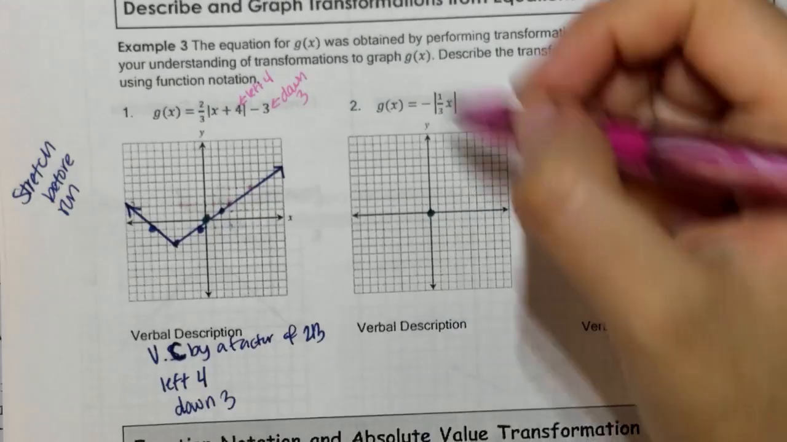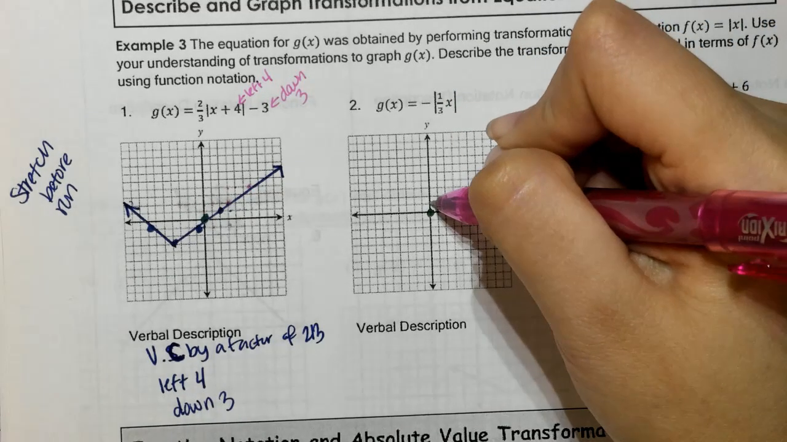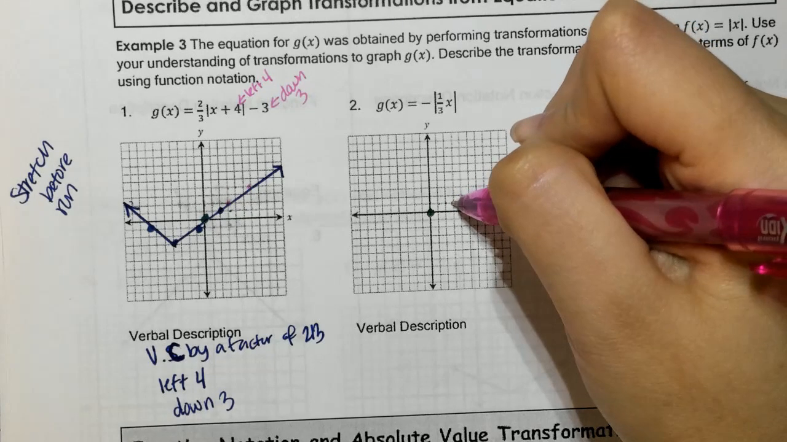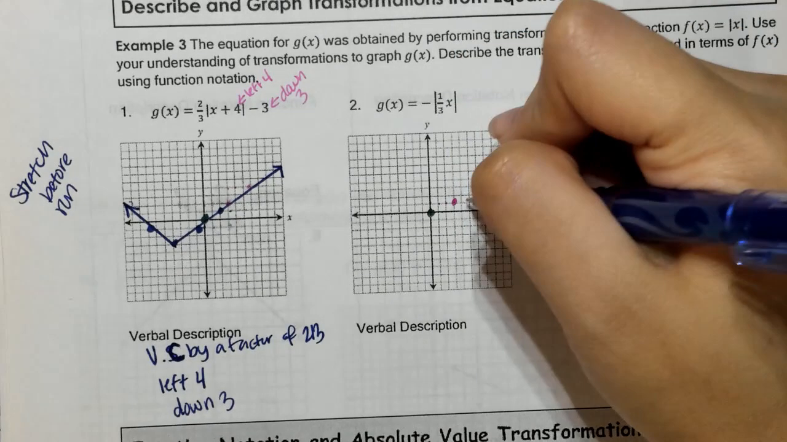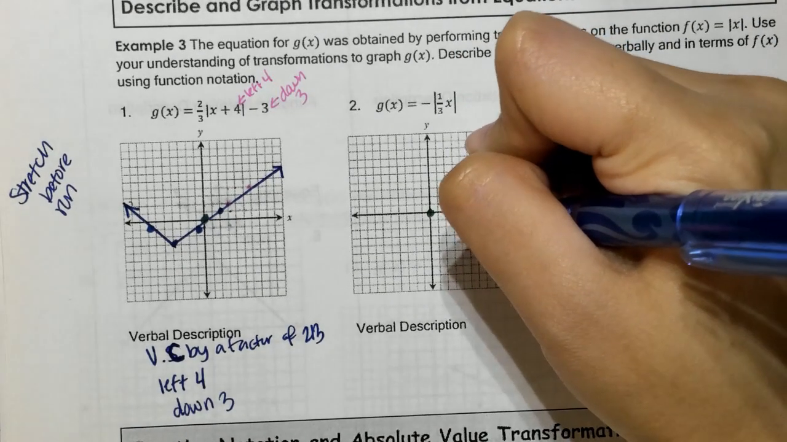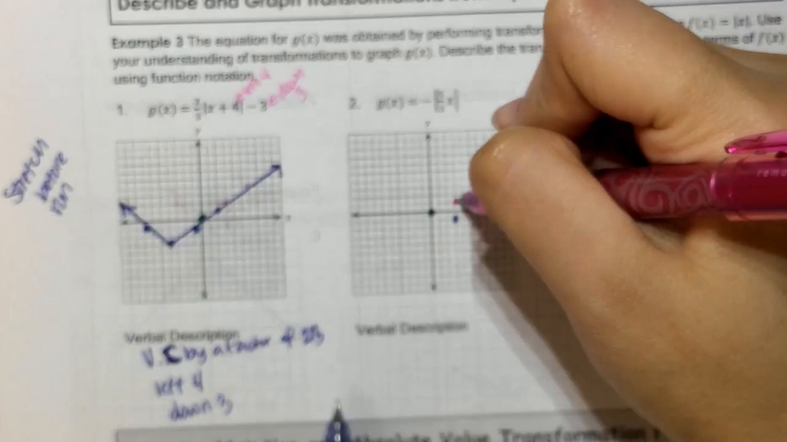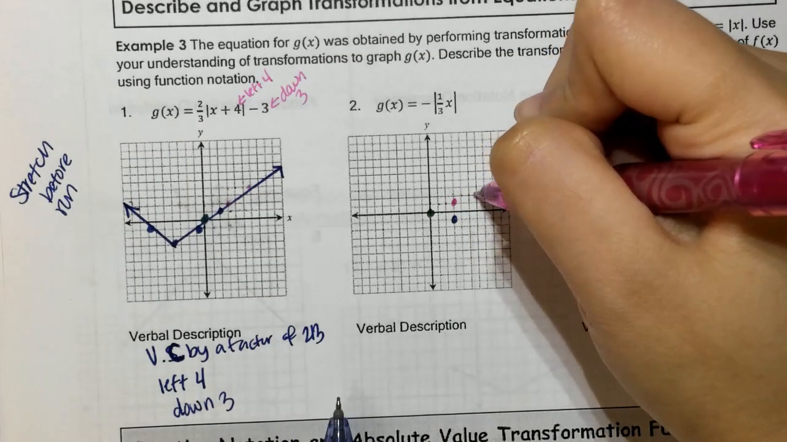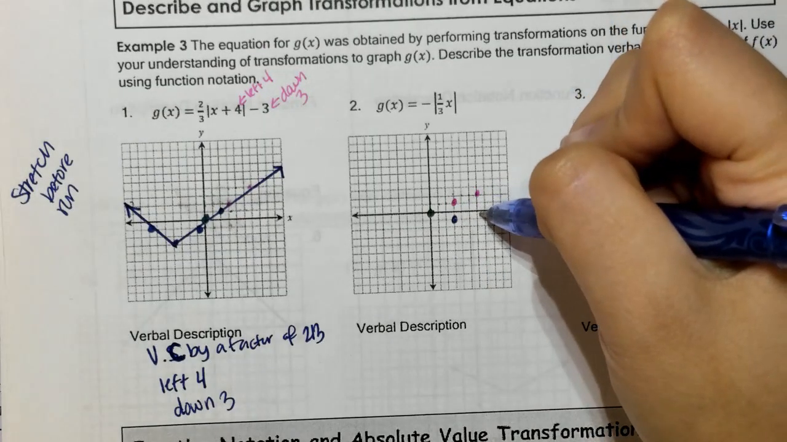Now, my horizontal stretch tells me I'm going up 1 and over 1, 2, 3. But the reflection is telling me to make it negative. Same thing, go up 1, over 1, 2, 3. Same thing, but make it negative. So this number except negative 2.